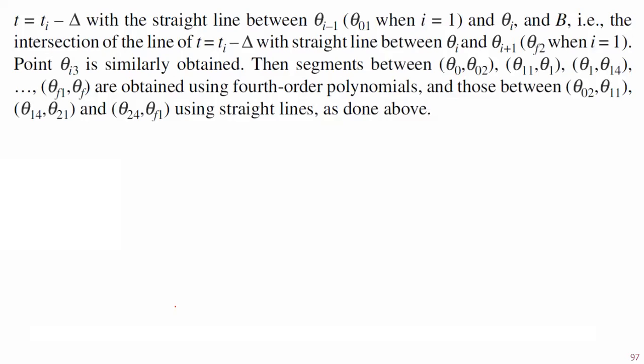Then segments between theta naught and theta naught 2, theta 1 theta 1 4 dot theta f1 theta f are obtained using fourth order polynomials, and those between theta naught 2 and theta 1 theta 1 4 theta 1 2 1 and theta 2 4 theta f1 using straight lines as done above.